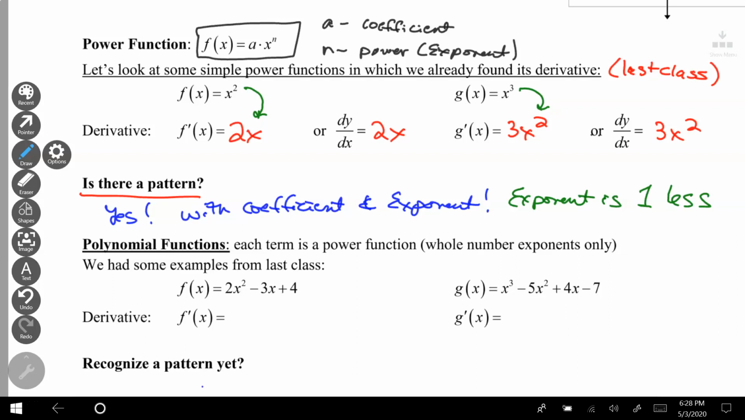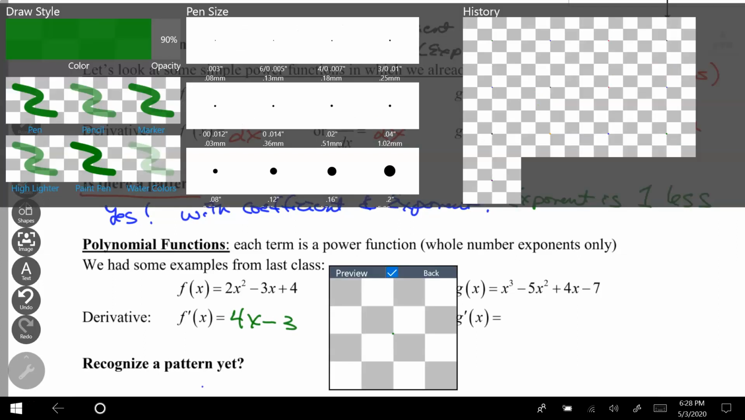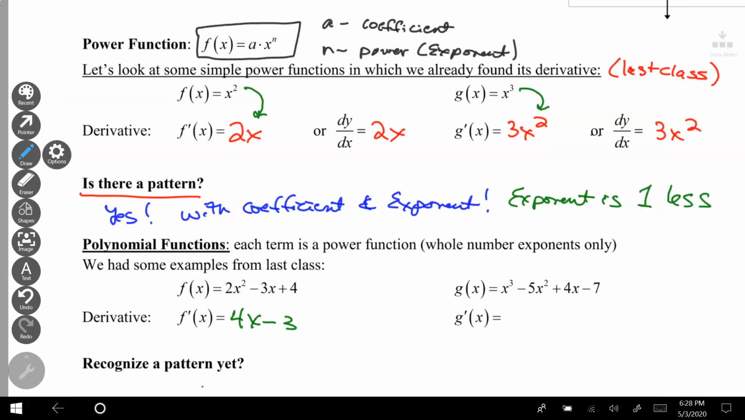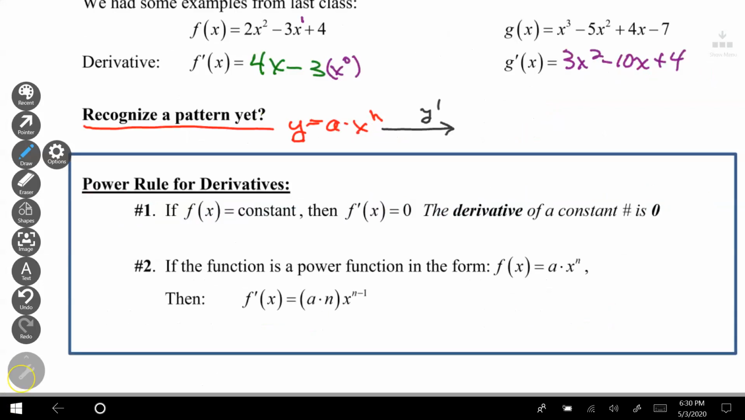So we have other examples from last class. We did 2x squared minus 3x plus 4, and we got 4x minus 3. And really what's going on with this one is this is really 3x to the first, and now this is really, even though we don't write it this way, 3x to the 0. And then this one was 3x squared minus 10x plus 4. So let's see, what is the pattern? Do we recognize a pattern?